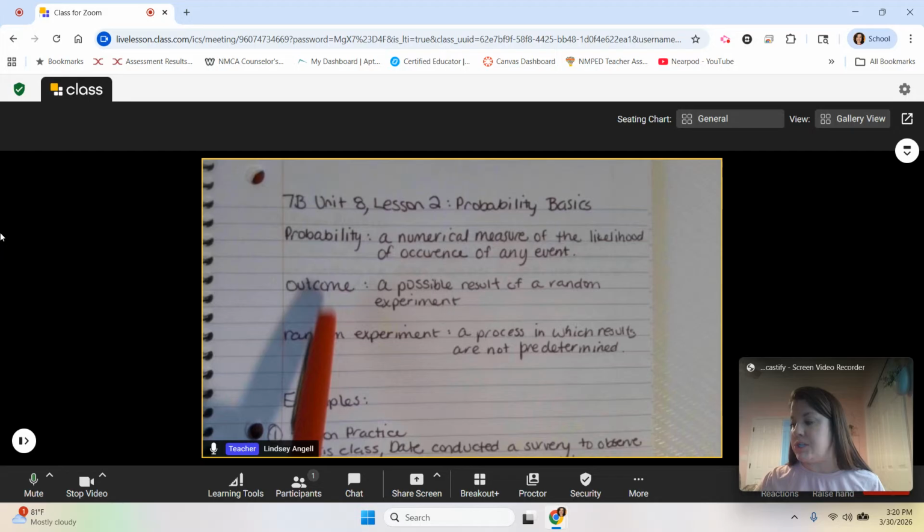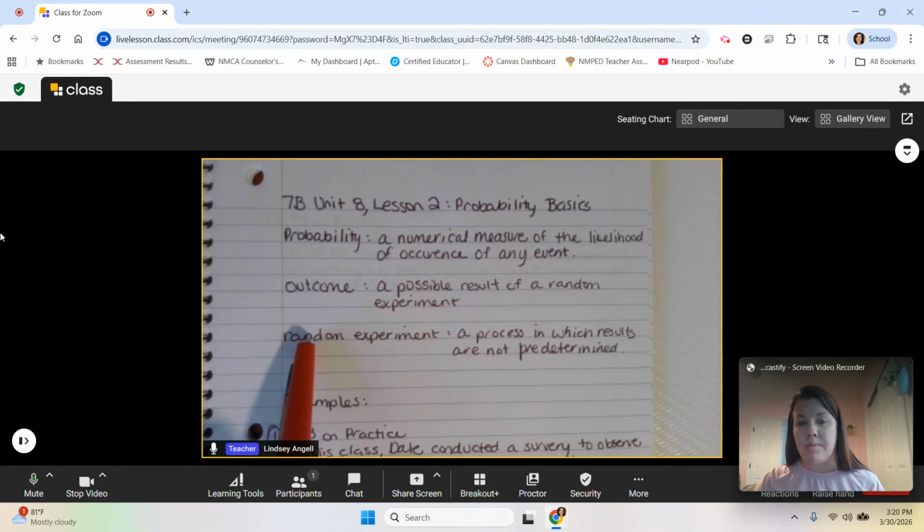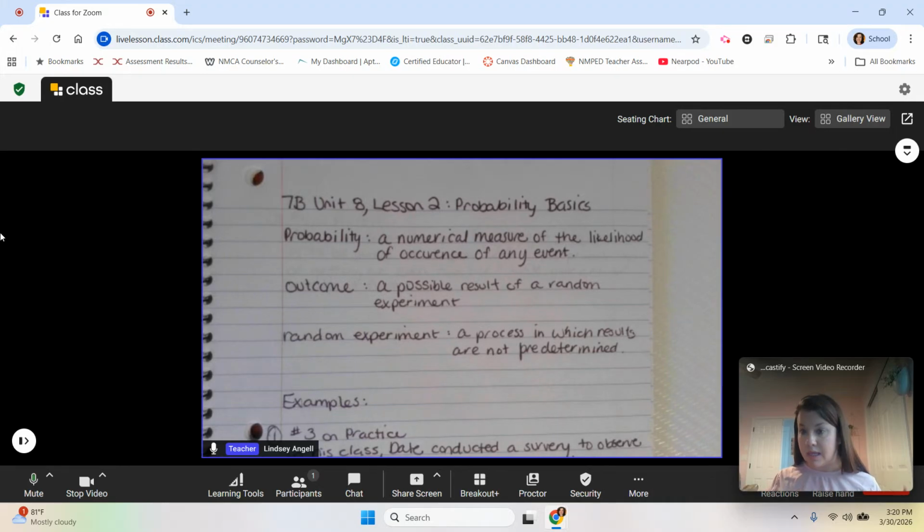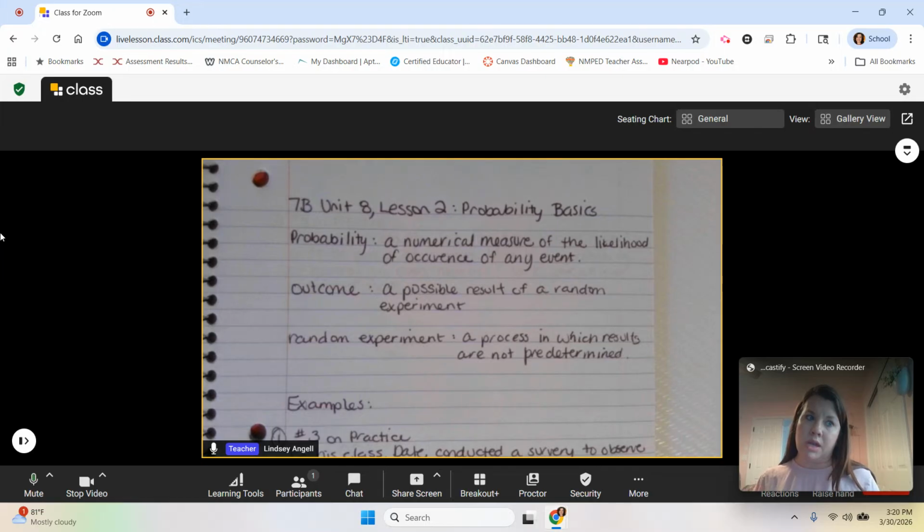And I probably should have written these in the opposite order, but a random experiment in probability is a process in which results are not predetermined. Okay, so random experiment, it's done live, let's see what happens. And then an outcome, it's a possible result of a random experiment. So it's like, what happened from the experiment and what did we get? Okay. Another one is favorable result. Favorable would be the one that we were looking for, the one that we wanted to get.